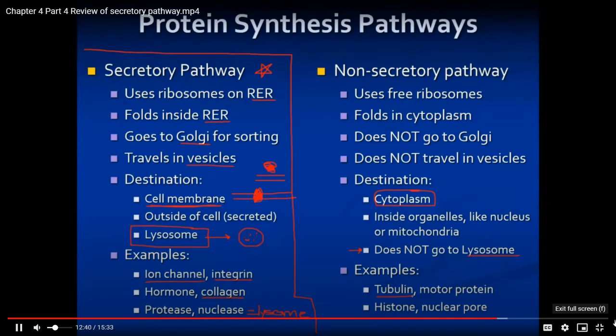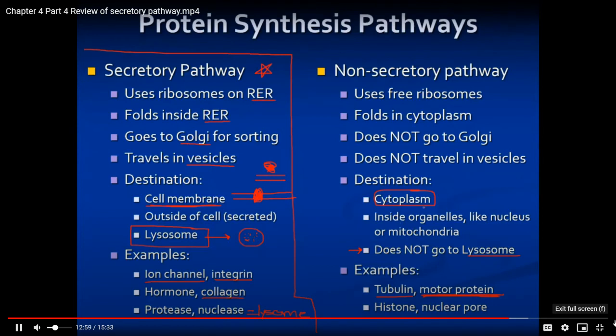function. What about the motor proteins that work with the tubulin to carry vesicles? Those would be made in the cytoplasm on a free ribosome, fold in the cytoplasm, and function in the cytoplasm. So they're going to follow the non-secretory pathway.